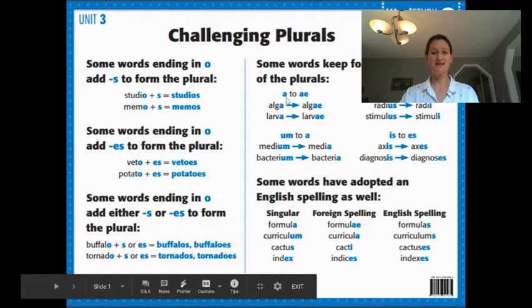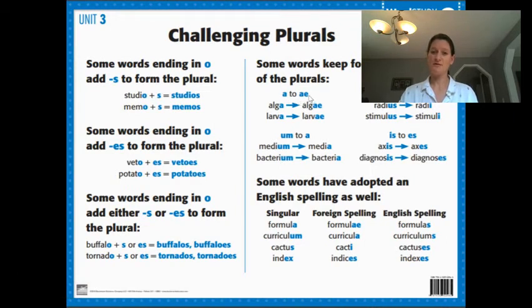Some words, if they end in A, then when there's more than one of something, or a plural, it changes to AE. And one example would be alga. So one alga, but if there's more than one, then we say algae. Okay? So we change from an A to an AE. The same for larva would then become larvae to show there's more than one.